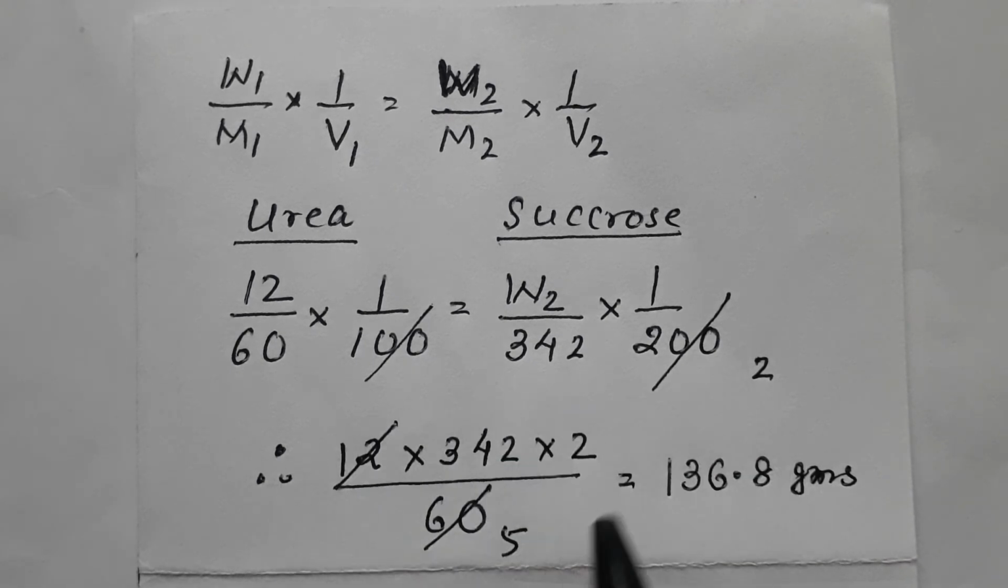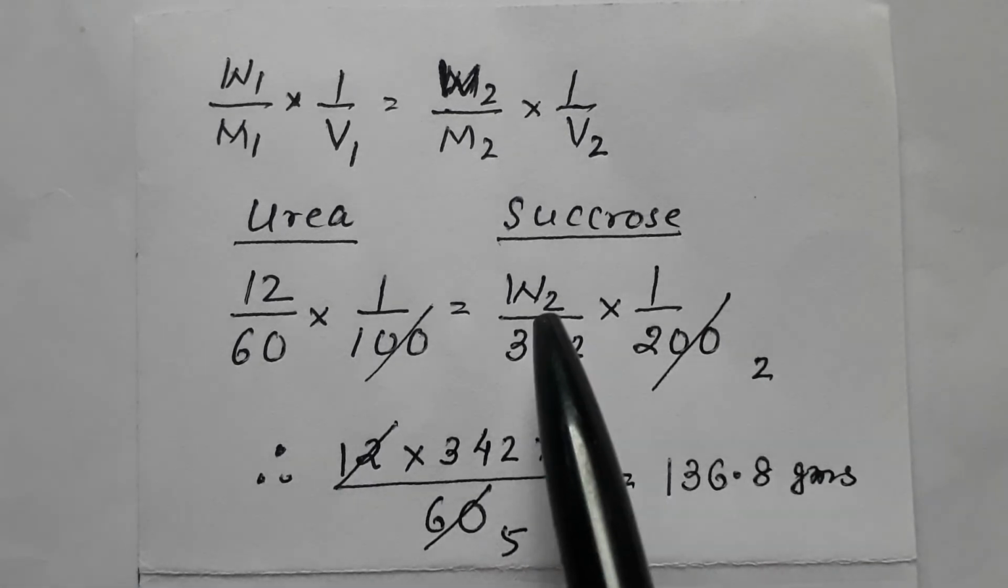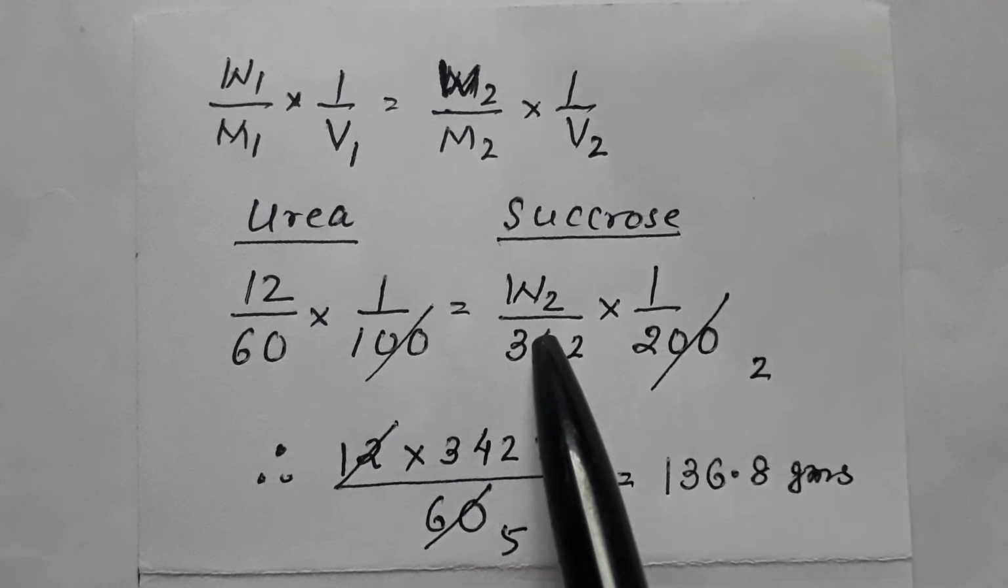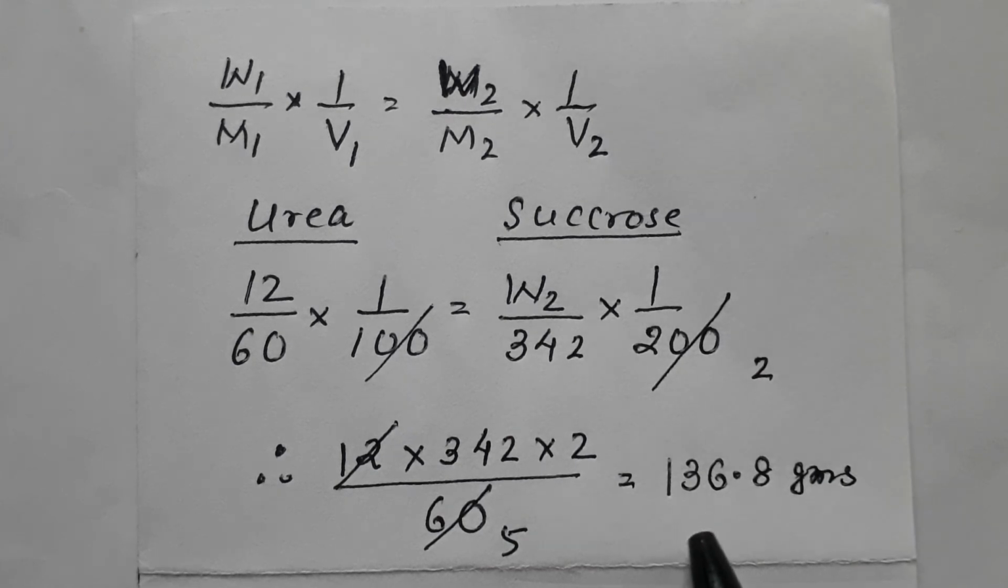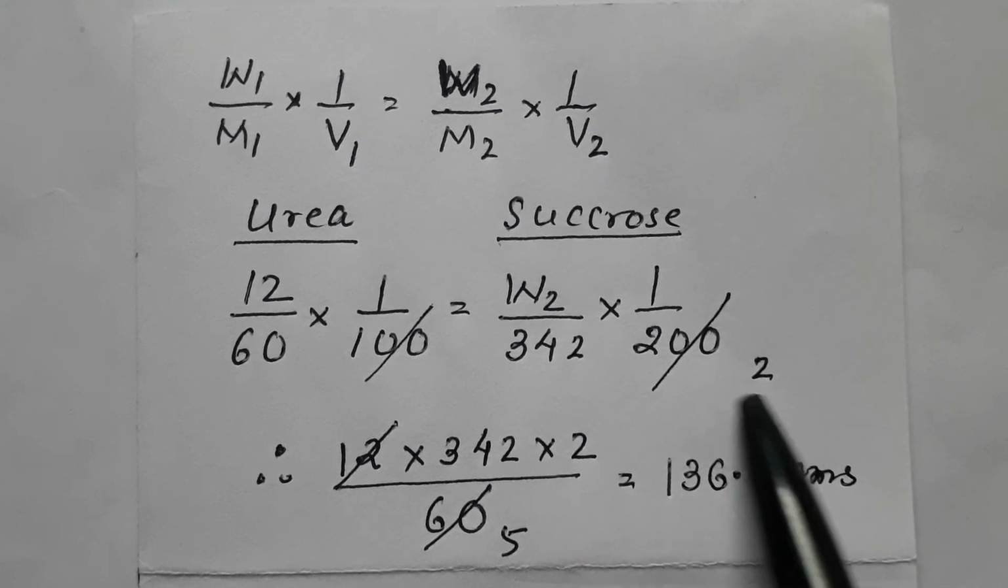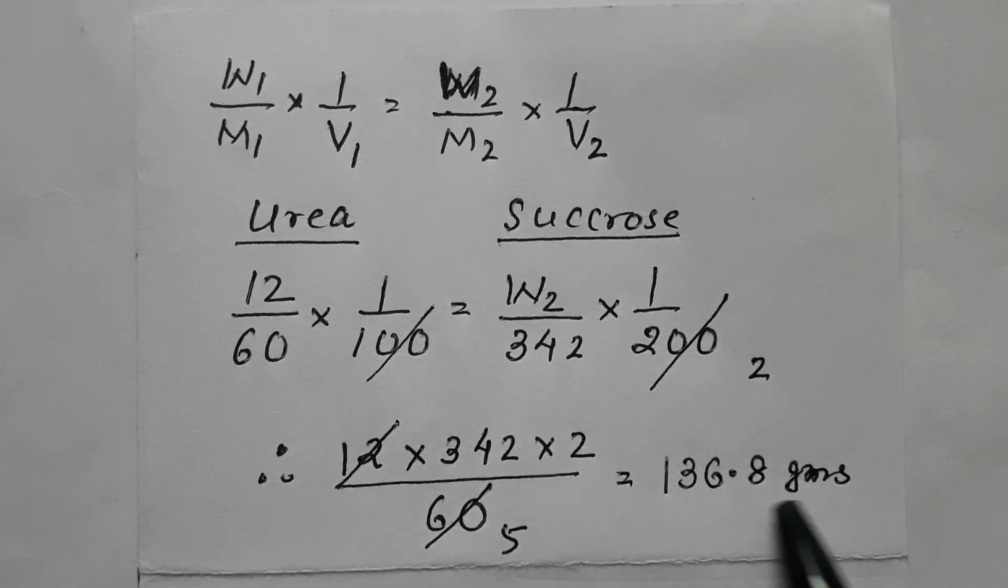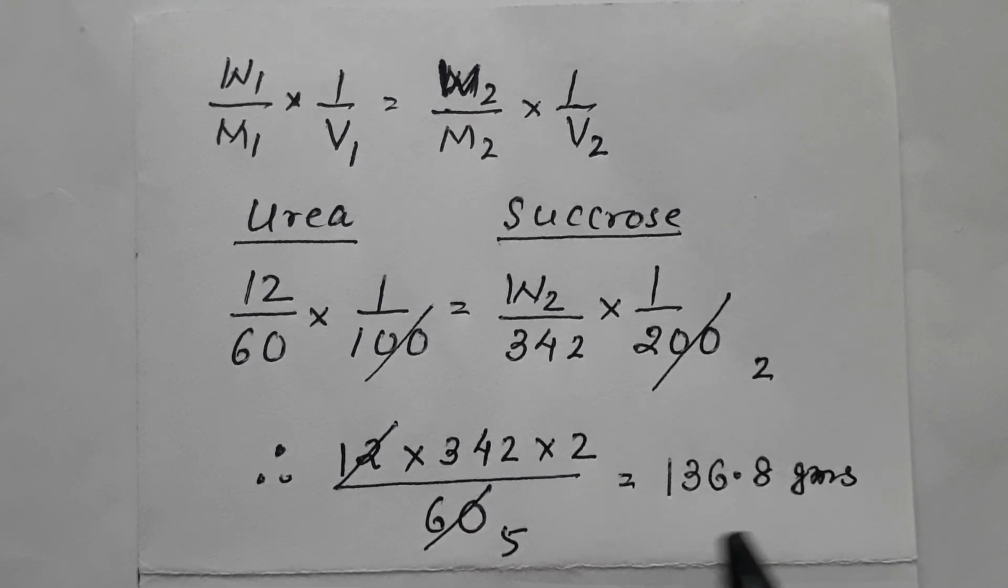Now if we substitute these values and solve it, the value of W2, the weight of sucrose that should be present in 200 ml of solution, comes to be 136.8 grams. So the weight of sucrose that should be present in 200 ml of solution for it to be isotonic with 12% urea solution is 136.8 grams.